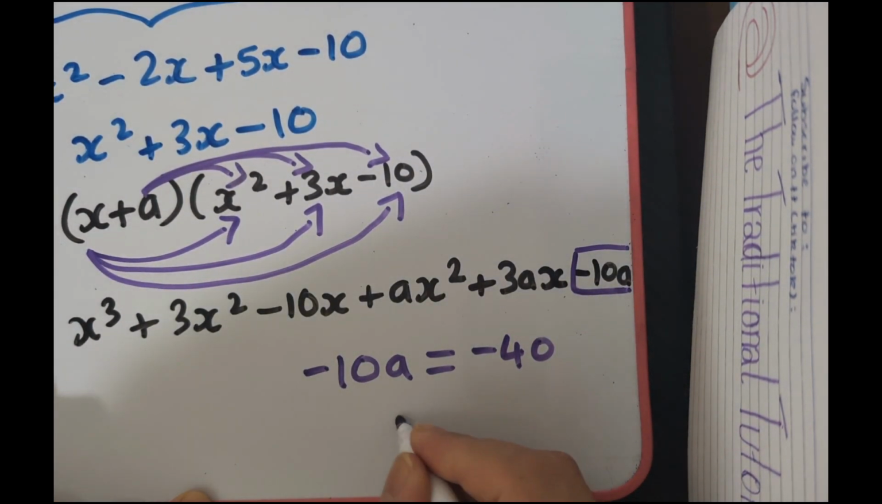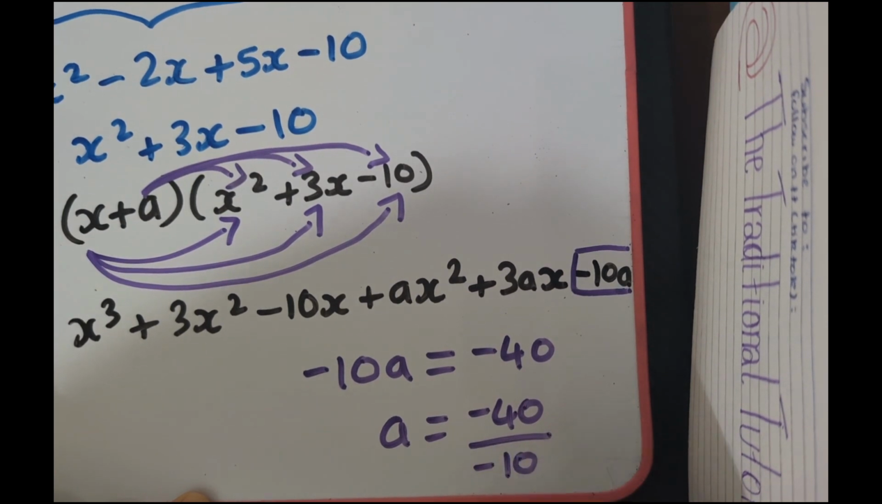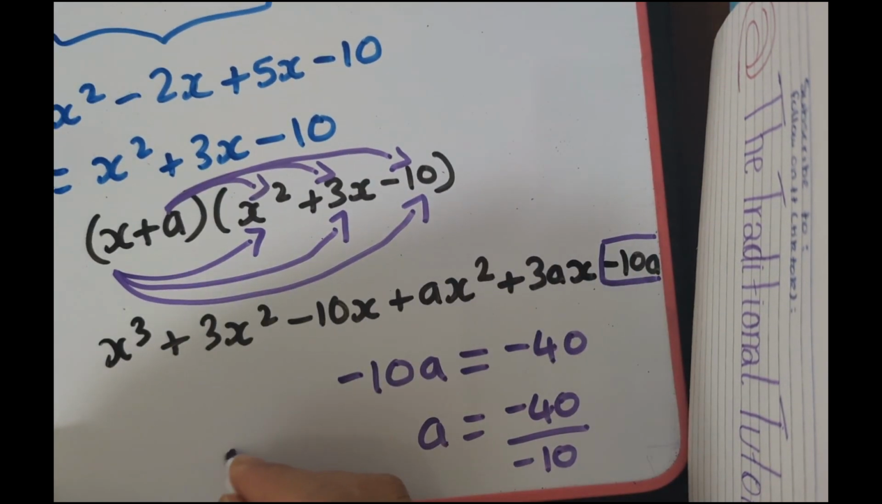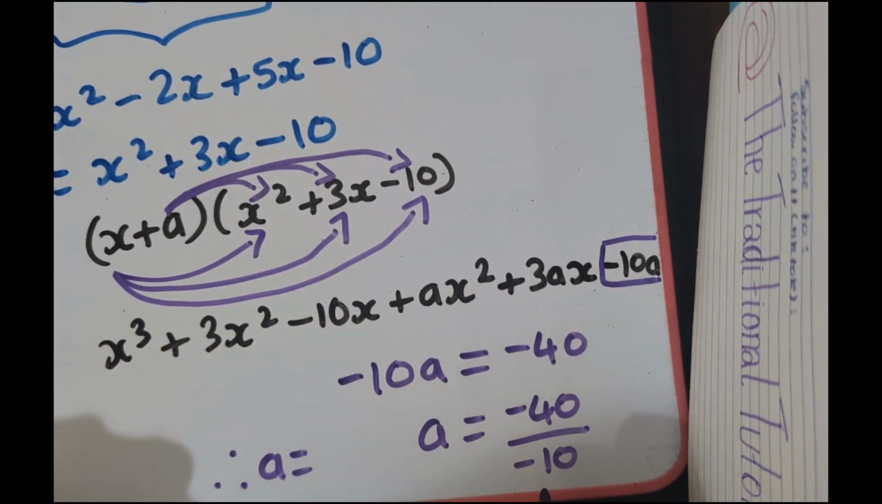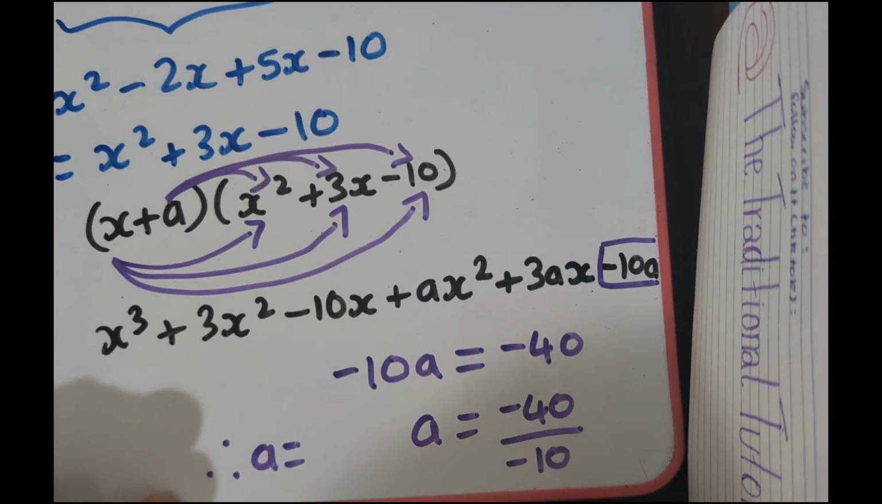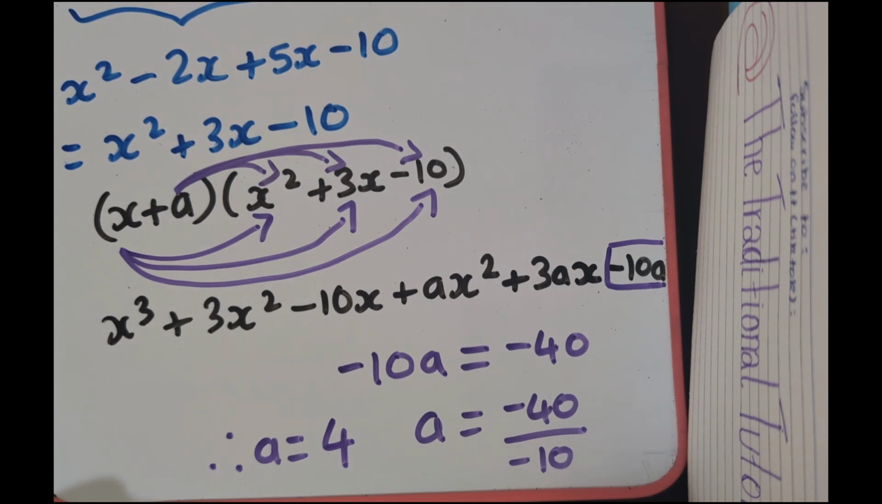So that means a is just going to be negative 40 divided by negative 10, hence, therefore, a is just going to be equal to negative 40 divided by negative 10, which is equal to positive 4. This means that a is just going to be equal to 4.